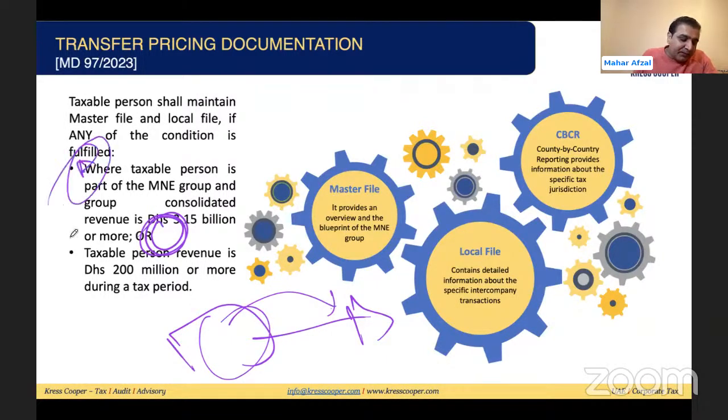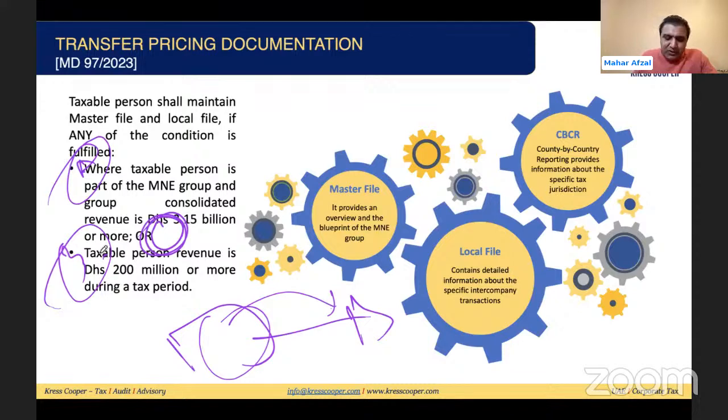So either A or B. Out of these two, if any one condition is being satisfied, then the taxable person will be liable to maintain the master file. They will be liable to maintain the local file.